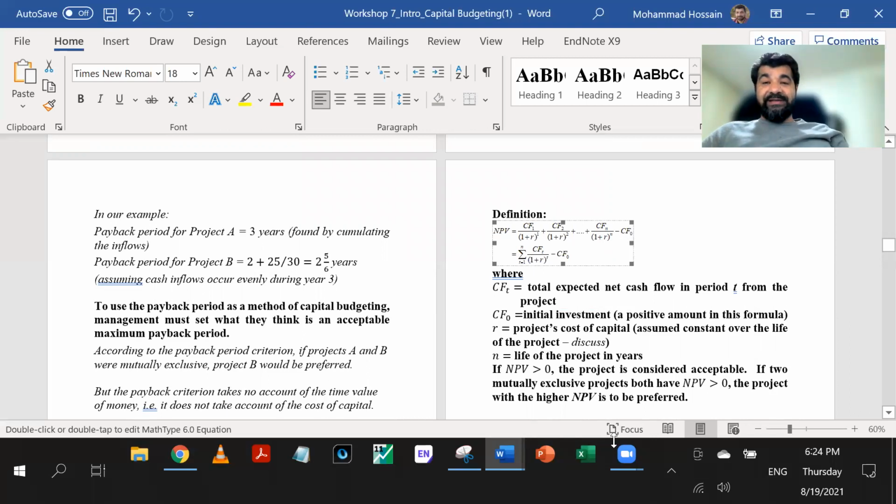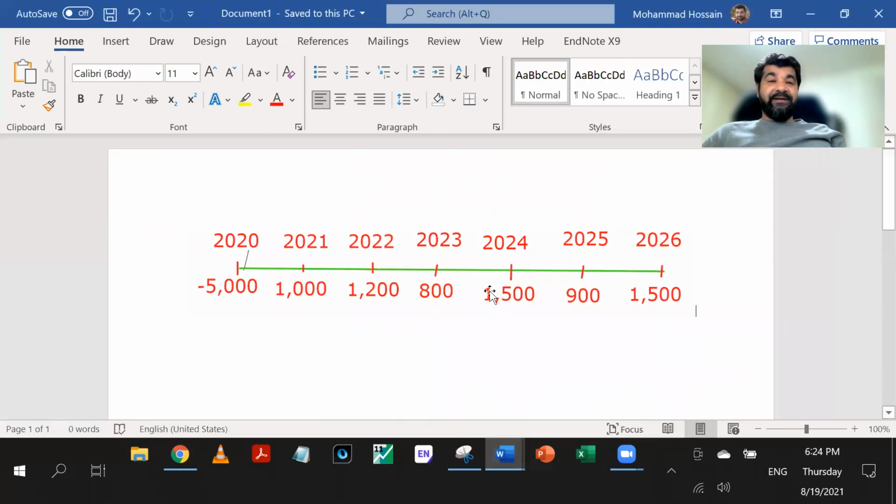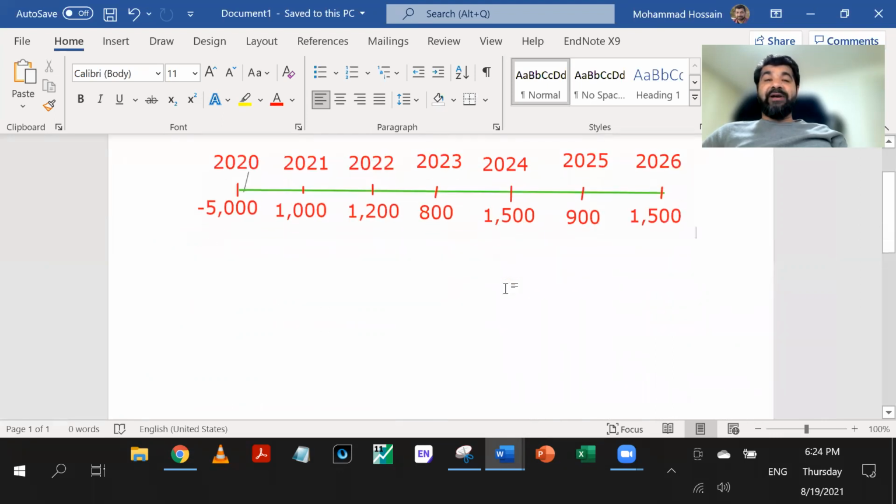CF0 is this one, I'll show you here. This minus 5,000 is CF0, the cash flow of 0, negative because it's the initial investment. CF1 is this one. CF2 is 1200. CF3 is 800. So I have to bring up the present value of all these figures. How does it work? I'll show you.